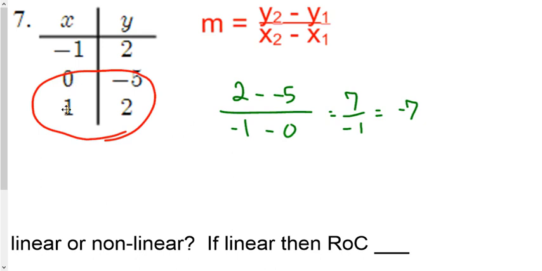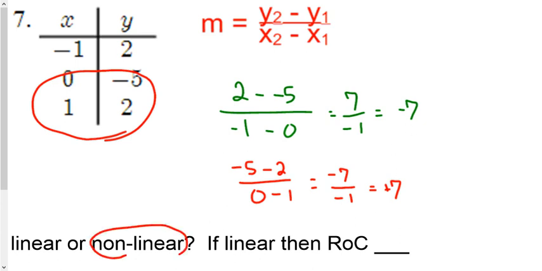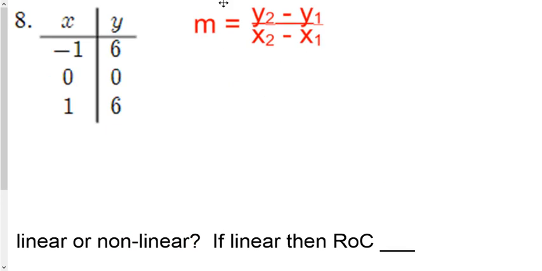0, negative 5, and 1, 2. So it would be negative 5 minus 2 and 0 minus 1. And this will get us negative 7 over negative 1. Negative, negative cancels out and makes it positive. So this is positive 7. This is negative 7. They're not the same. Nonlinear. Here's 8.